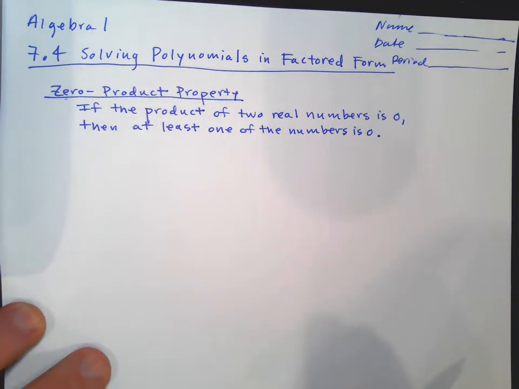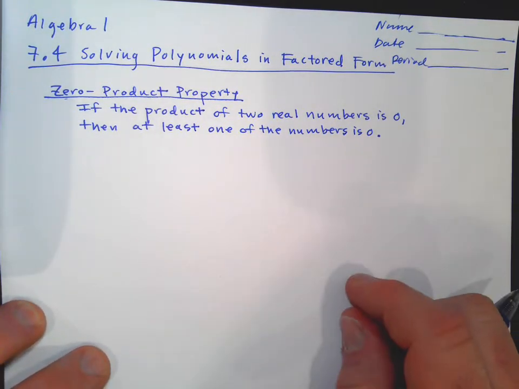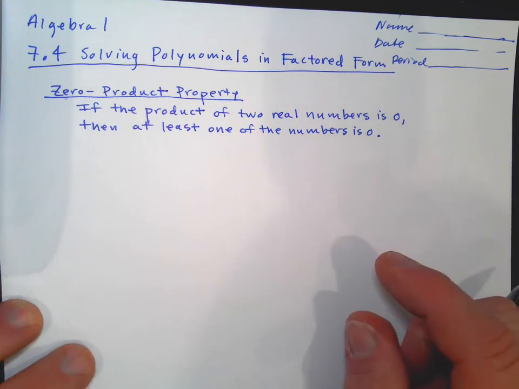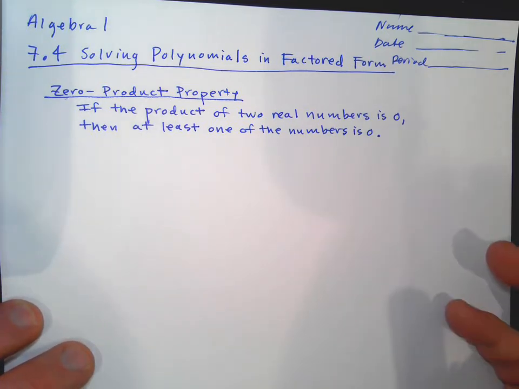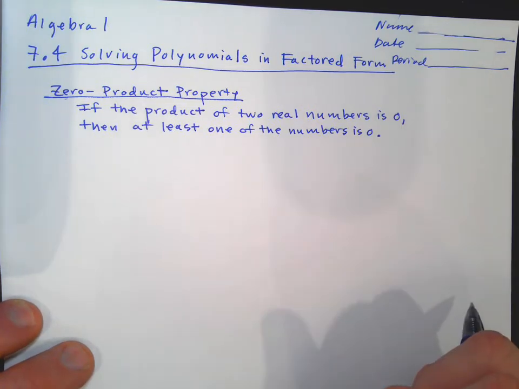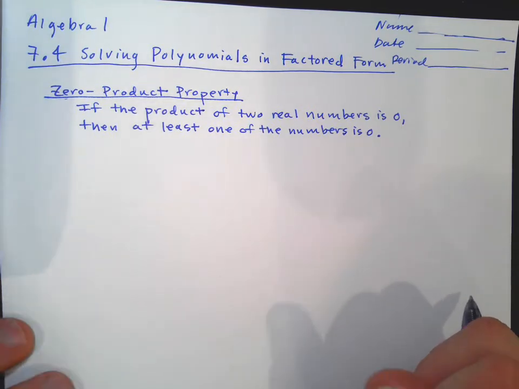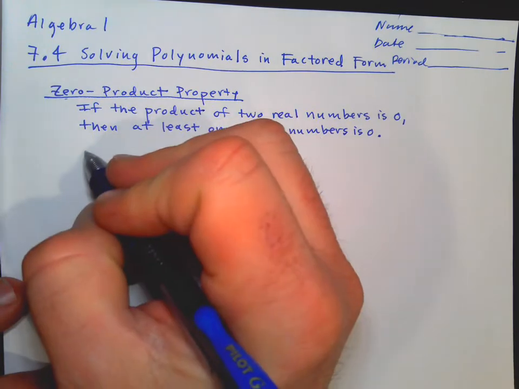If you multiply two things together and somehow you get zero, didn't one of them have to be zero? Zero times anything is zero, right? But if it's like 1 times 2, there's no way you're going to get zero if one of them isn't zero. They could both be zero, right? But at least one of them is zero.